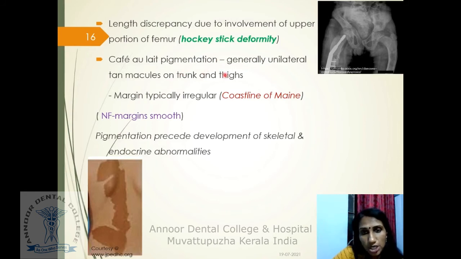Either on the trunk or the thighs you will get a brown colored pigmentation like this, and the margins of this pigmentation are very irregular. That is why it's called the coastline of Maine. So it resembles the coastline of Maine.